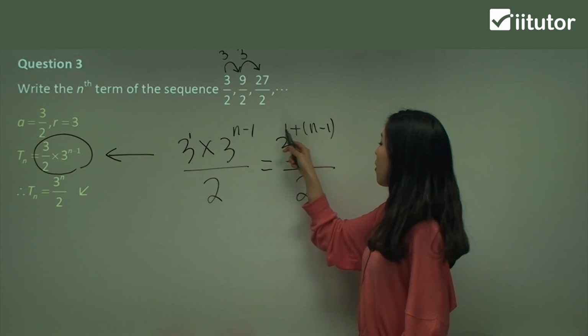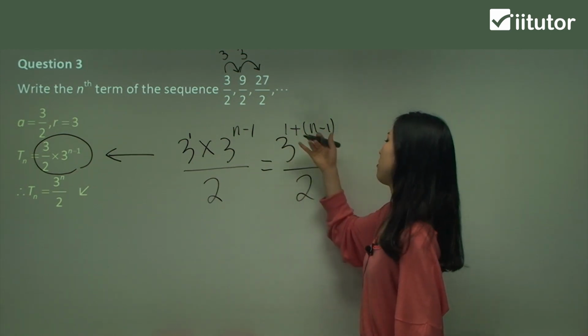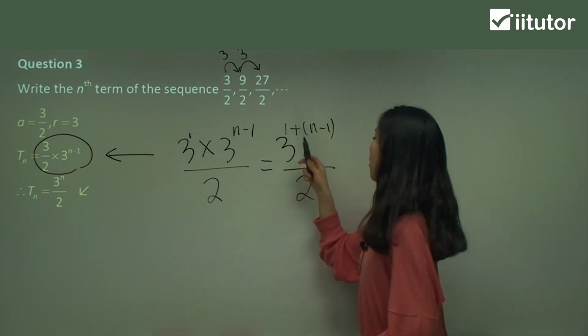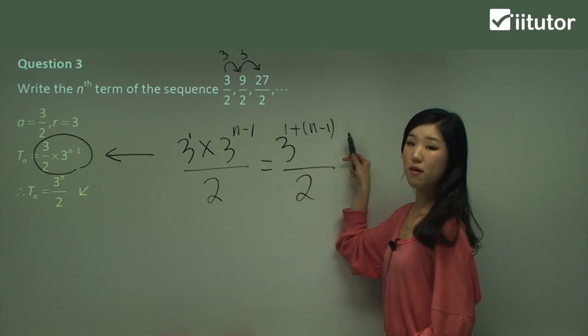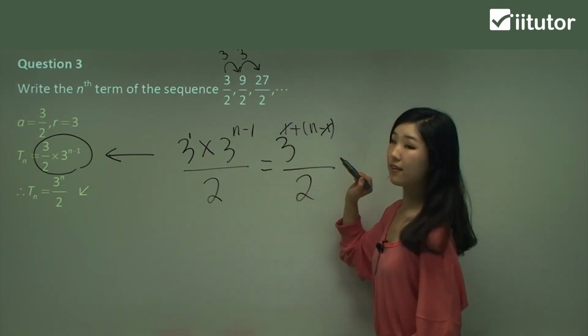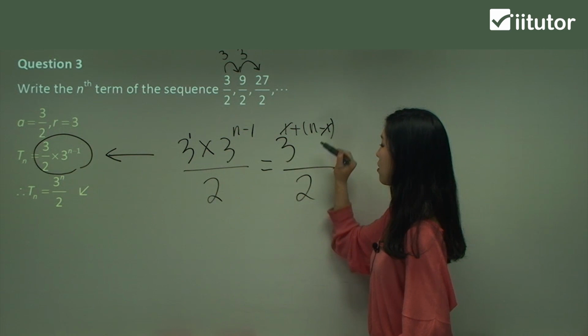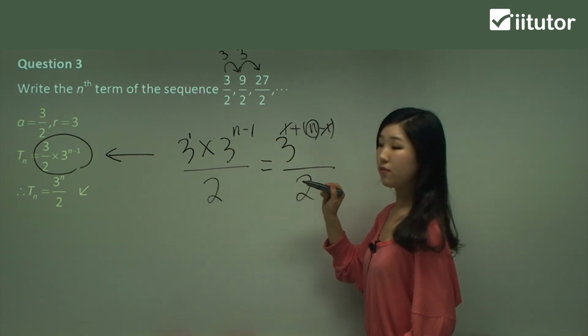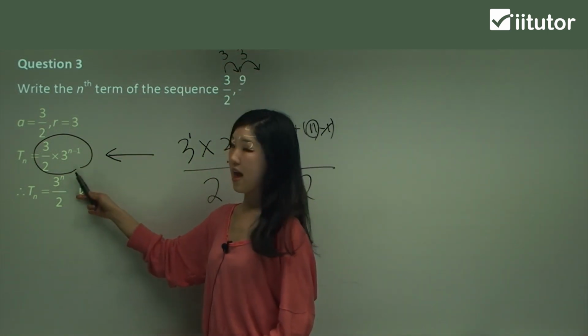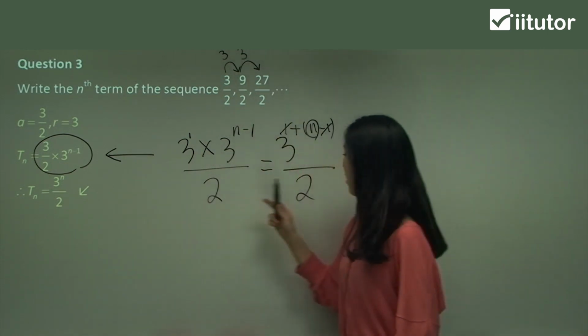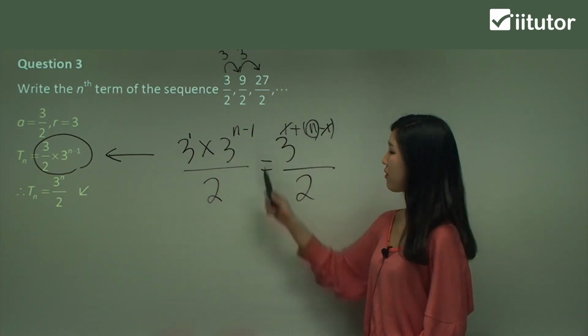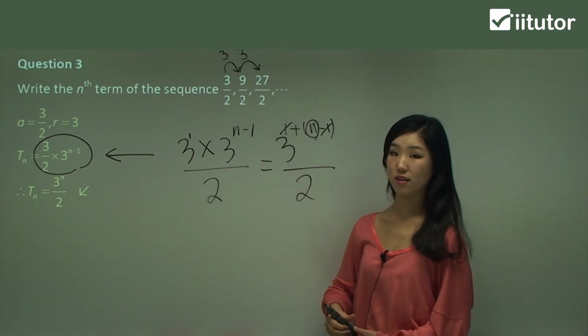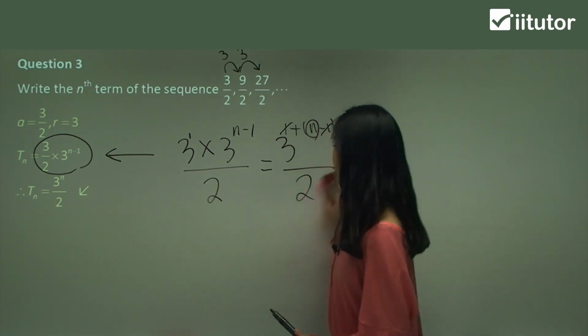Now 1 plus n minus 1, we don't really need the brackets, but I just put them there. 1 plus negative 1 cancels. It's going to be 0, so we're left with 3 to the power of n only. So we have 3 to the power of n over 2. That's what we have there basically. It's simplified from putting that all into a single fraction. Okay, so that's the answer to question 3 basically.